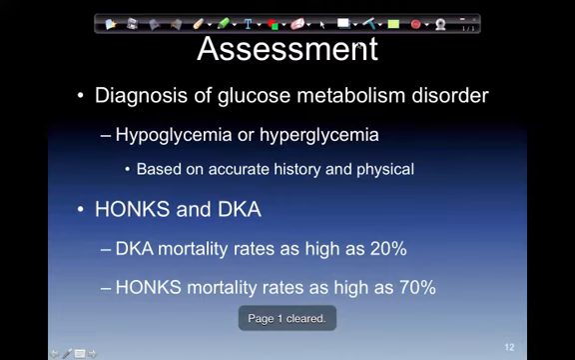Assessment. Diagnosis of glucose metabolism disorder, hypoglycemia or hyperglycemia, and this should be based on an accurate history and physical. DKA's mortality rates are as high as 20%, and HONK mortality rates are as high as 70%. So the person in a hyperosmolar coma is much sicker than the person in DKA.